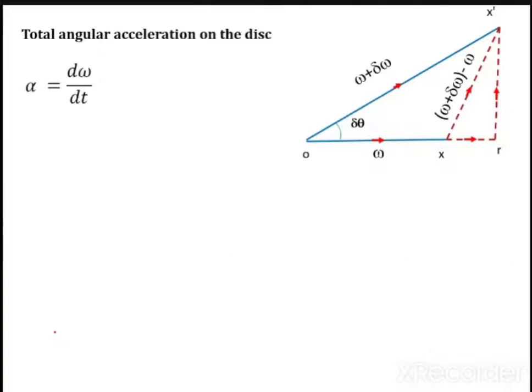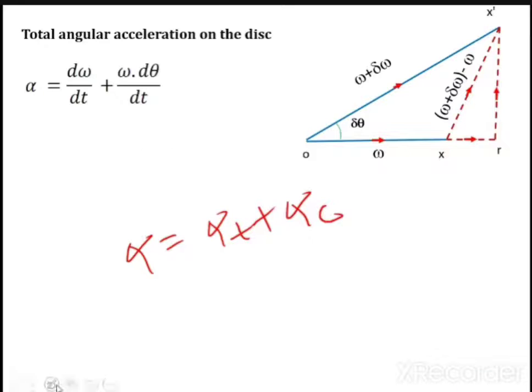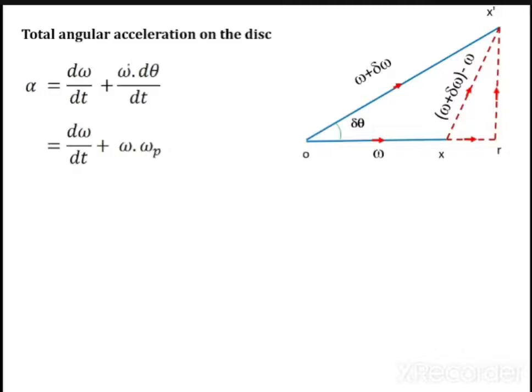So total angular acceleration on the disk. Now I have considered a disk, a rotor rotating about the axis of spin OX. So what is the total angular acceleration on the disk? It is nothing but alpha is equal to alpha t plus alpha c, and now I will get alpha c is equal to d omega upon omega into omega p. Okay, so this omega is called as the angular velocity of spinning.